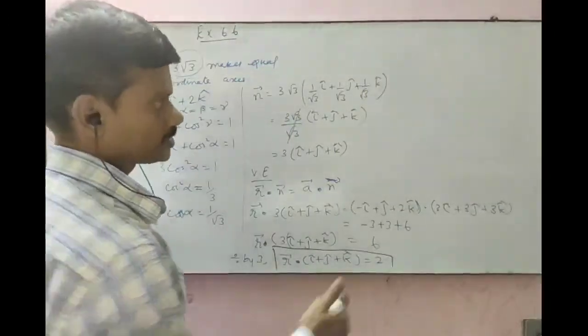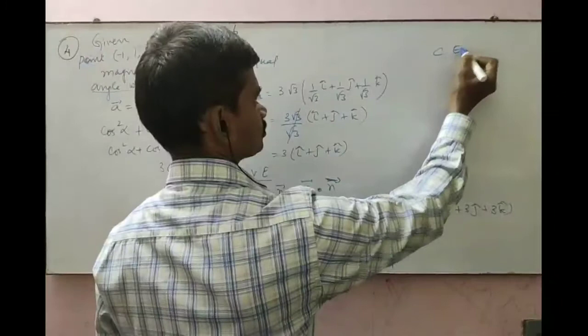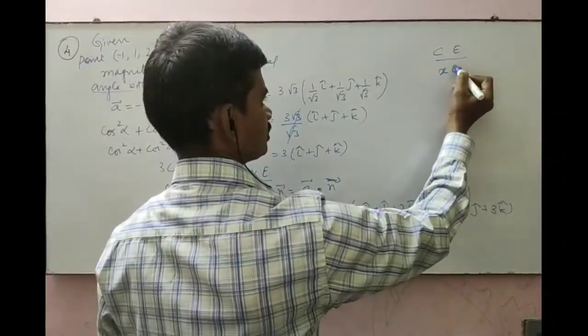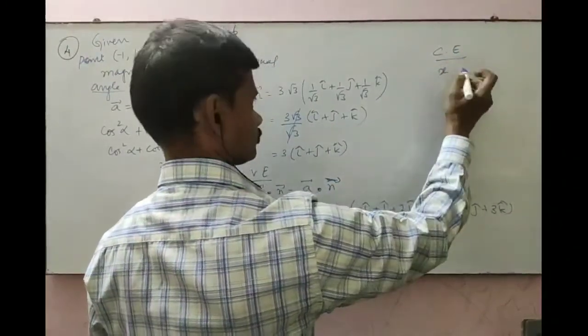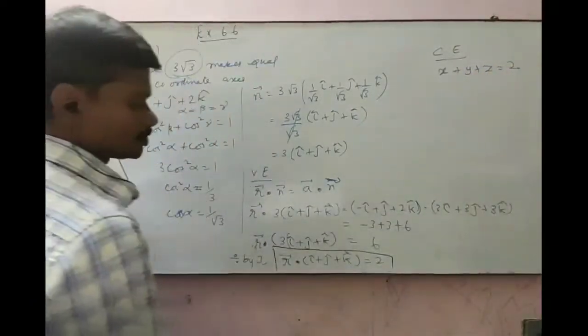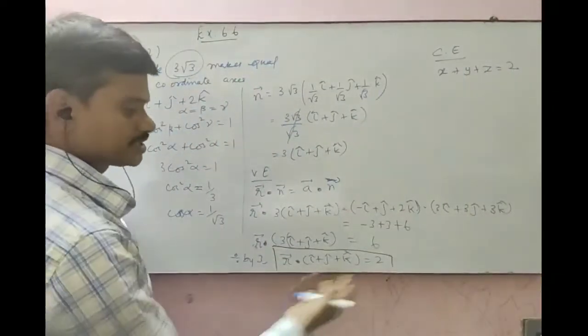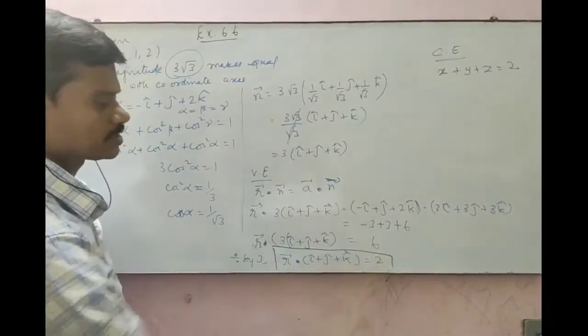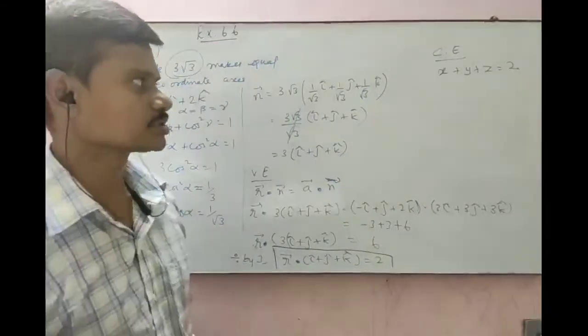From this we can write the Cartesian equation also. The Cartesian equation is x plus y plus z equal to 2. Okay, if you replace this ijk with xyz, you will get the Cartesian equation.